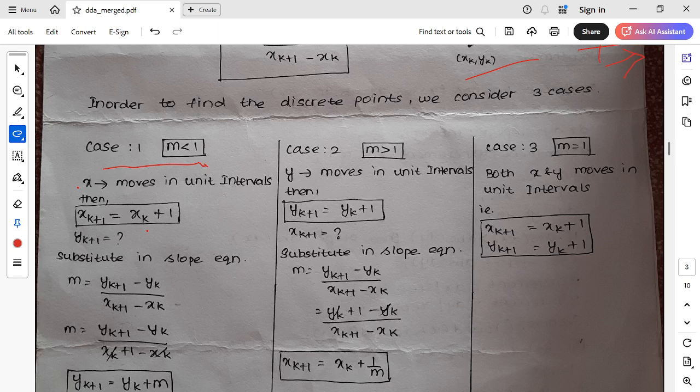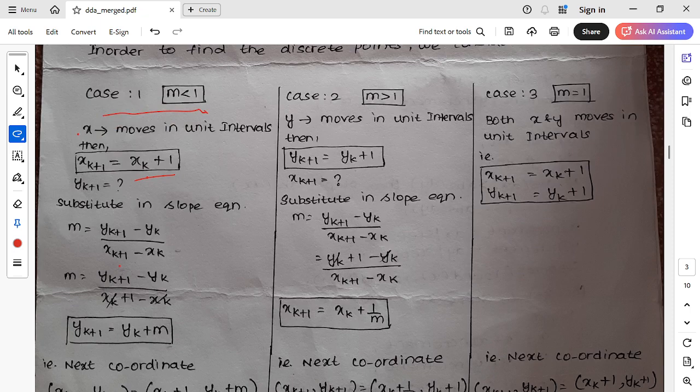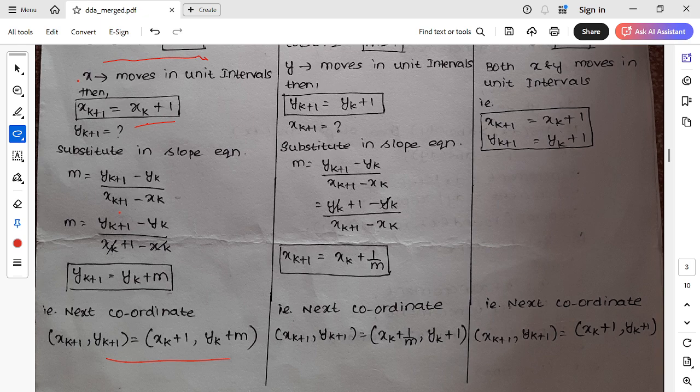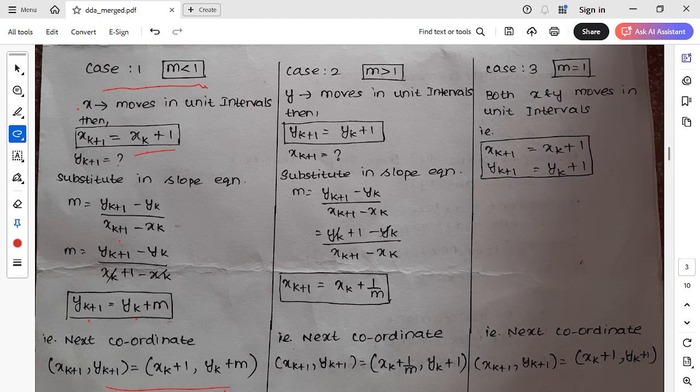So I'm going to substitute this xk plus 1 and yk plus 1 in this slope equation. So yk plus 1 is the value we are going to find out, divided by xk plus 1. In place of xk plus 1, I'm going to substitute xk plus 1 minus xk, so that the xk gets cancelled. So your next discrete point, that is the next coordinate point, is going to be yk plus 1 is equal to yk plus m. So the next coordinate value will be xk plus 1 and yk plus 1, where x moves in the unit intervals, and the value for yk plus 1 is going to be yk plus m. So this is how I will find the next coordinate position for the slope m less than 1.